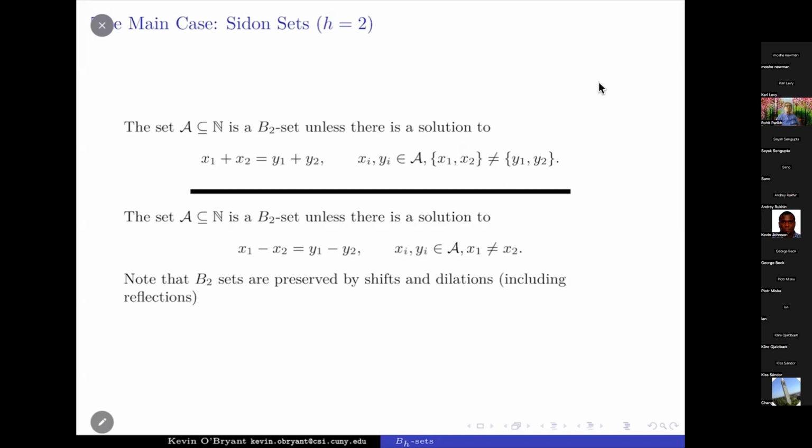Yes, Kevin, repetition is allowed in the sums, explicitly allowed. There is a variation for B2 sets. Sometimes people want the sums to be different, and we call those weak B2 sets. It's unclear exactly what weak should mean when we're talking about B3 sets or B4 sets. Do you want them to not be all the same, or do you want them to be all distinct, or what exactly do you mean by that? There's gradations of weakness that come up.